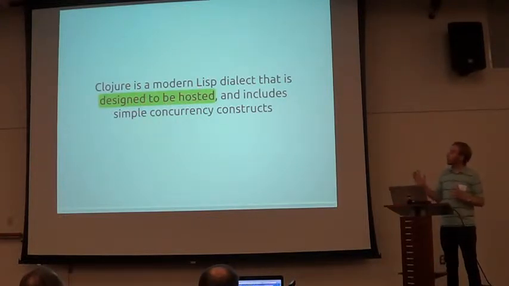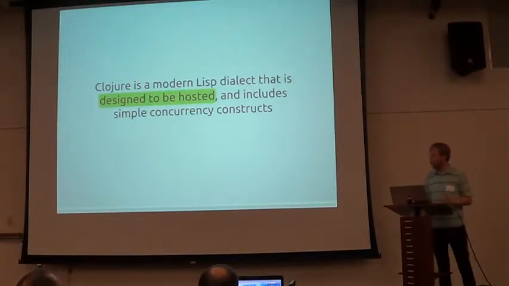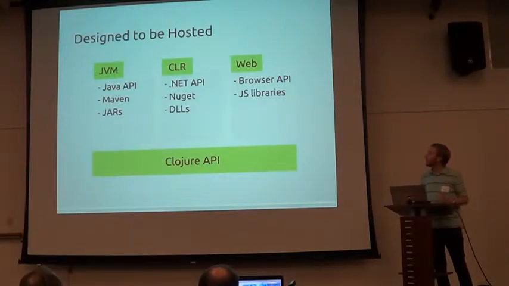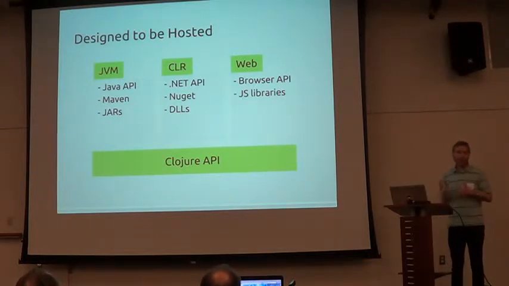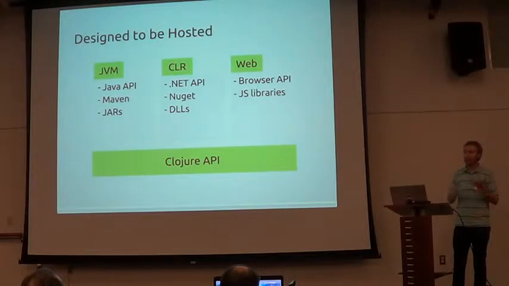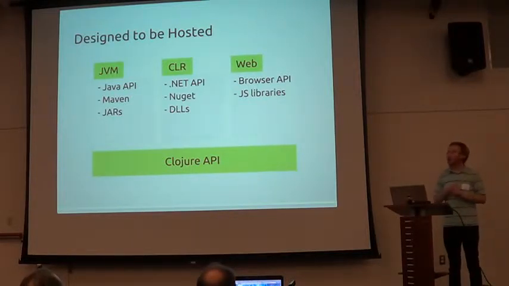And so next we're going to talk about what it means to be designed to be hosted. And this is one of the real strengths of Clojure. So Clojure is a little bit interesting. It doesn't really define its own runtime, its own VM, right? It just uses VMs that are out there already. So there are three main VMs it targets. It's the JVM, so Java, the CLR, which is .NET, and then there's the web, so running either via Node.js or in a web browser.